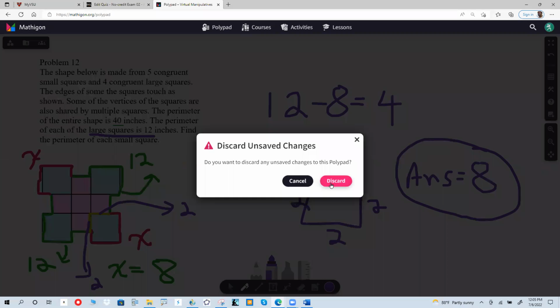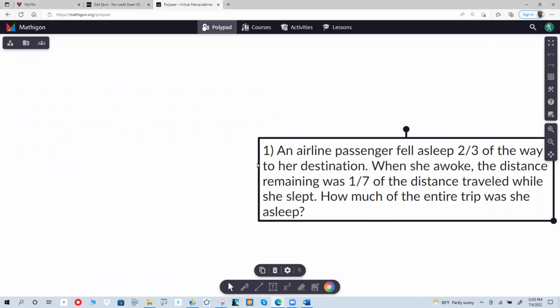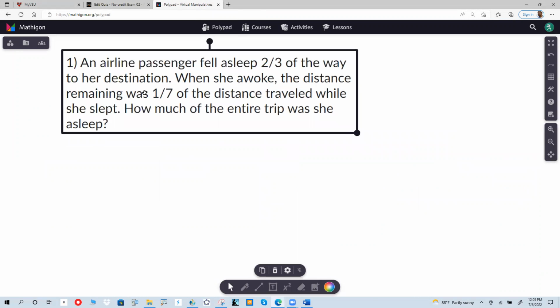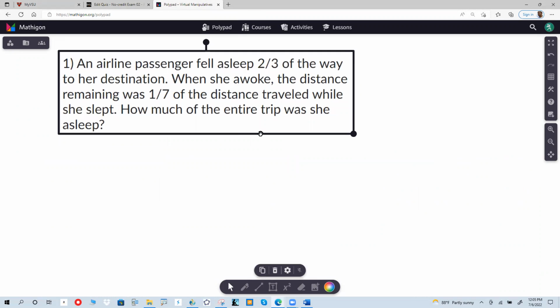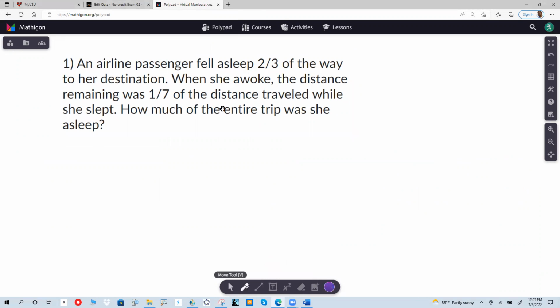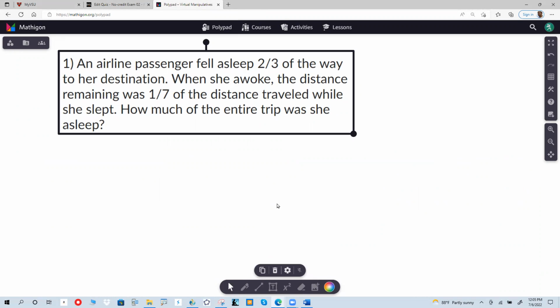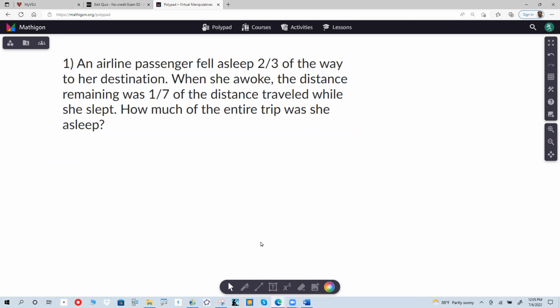So guys, again, we are recording one of the airline problems. So let's read the question. An airline passenger fell asleep 2/3 of the way. Okay, and my drawing won't be perfect. It doesn't have to be perfect, but if it says something is 1/3, even if it doesn't look like 1/3, you assume it is. So this is the whole trip.